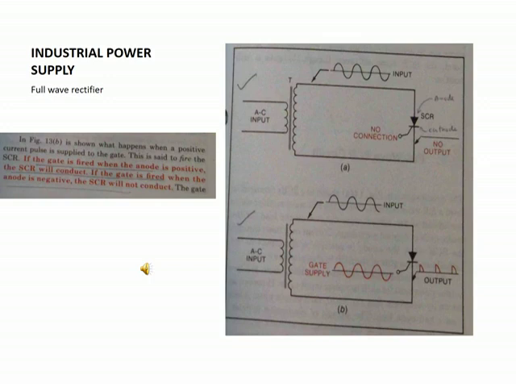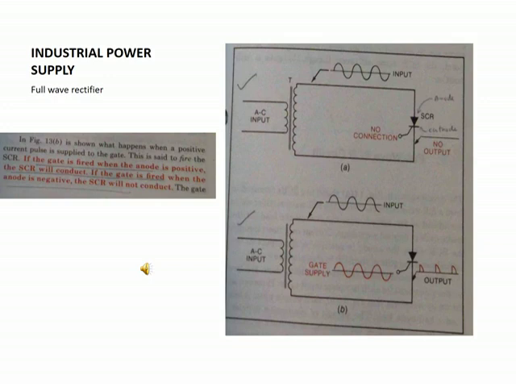In this diagram, I show you the full wave rectifier. The rectifier means that the input is AC and the output is DC. For the interconnection, you can see the AC input, and we connect it to a transformer. By using the transformer, we can reduce the voltage to the equipment supply level, and we use the SCR.